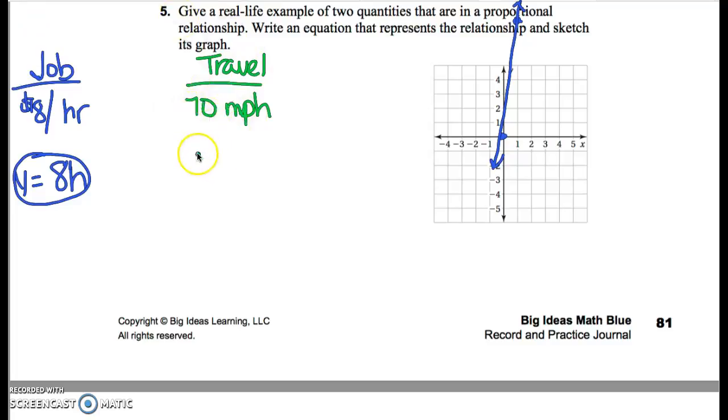So my equation for this would be y equals 70x. Whatever your constant is, in this case it's 70 miles an hour that I'm driving, or with the job it's $8 per hour. It's always y equals that number and then your x. And then again, my graph isn't going to be very friendly for this situation.